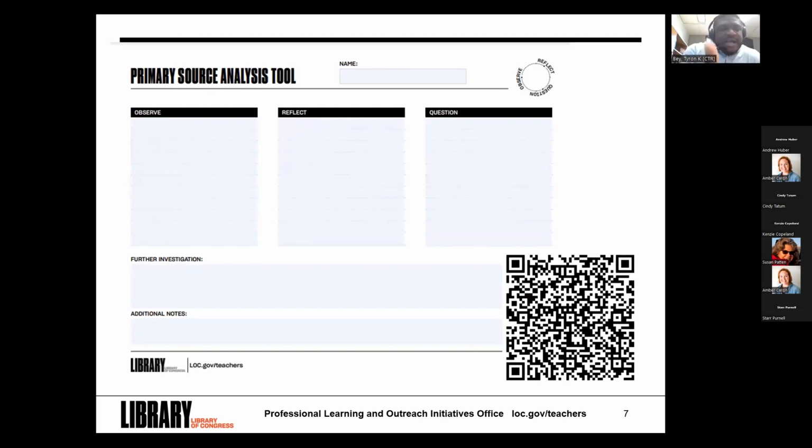If you pay attention, you'll see that the source analysis tool breaks down exactly how I was asking the questions. In the context of observe, what I had you do first: what are you looking at? What's going on? Reflect: how would you use this information? And then question: what more information do you need to know so that you can get a better understanding of this particular resource that you have here? All right.